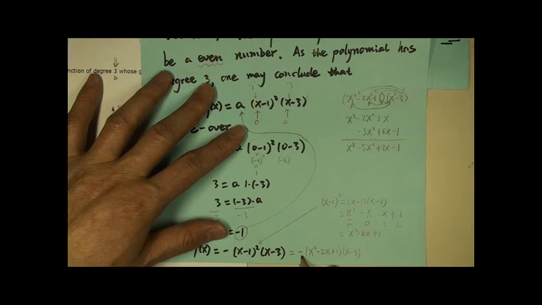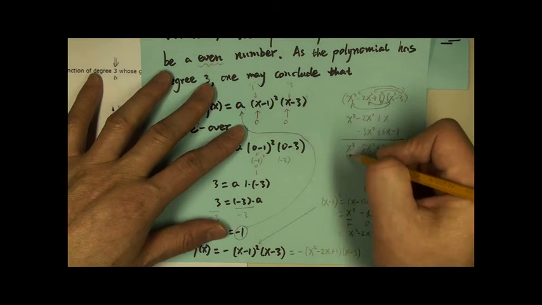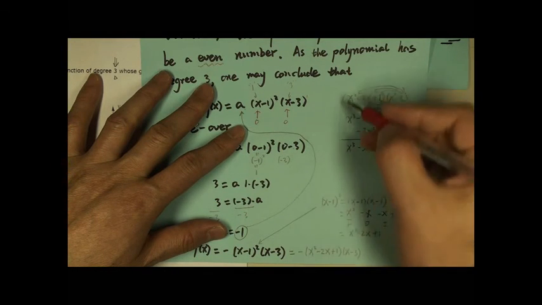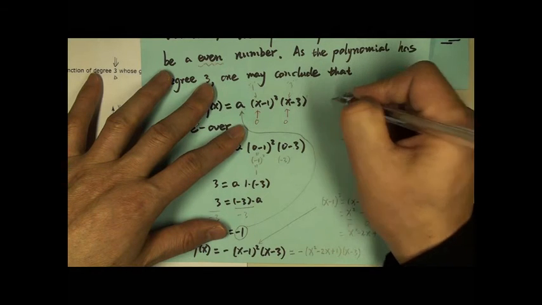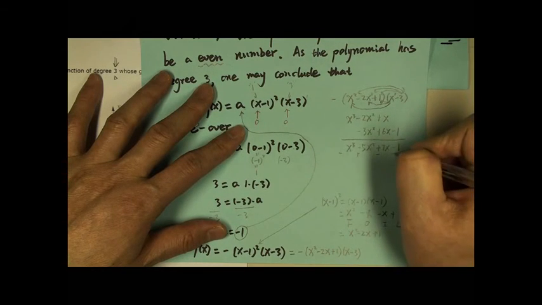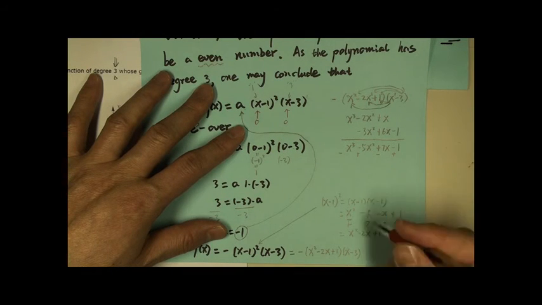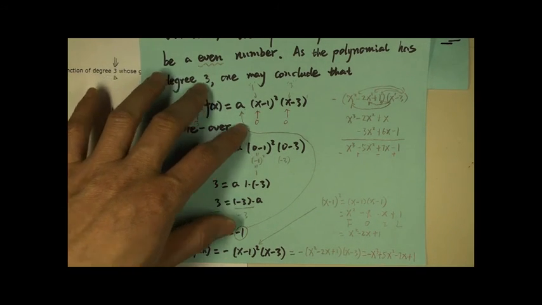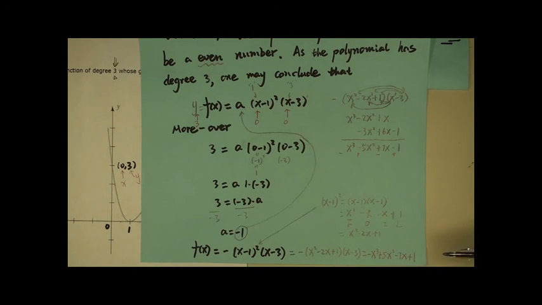Remember, you have a negative in front of the whole thing, so you have to change the signs. The negative sign goes to each term. So the final answer is negative x cubed plus 5x squared minus 7x plus 3. This will be the final polynomial. Okay, I'll see you next time.